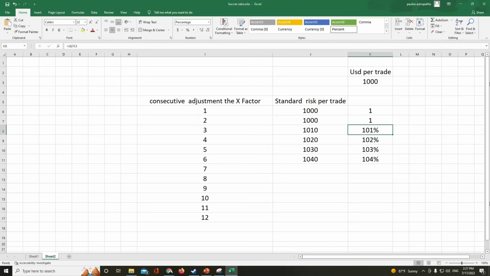my winning ratio is approximately 39 to 40%. It actually is 39.8 to be accurate. So what I do, let's say that you are trading and you are losing your first trade. Also, you are losing the second trade, so you have 2 consecutive losses. On the third trade, I do this adjustment. I increase by 1%. So I do not risk 1,000. This time I use 1,010. So I risk 1% more.